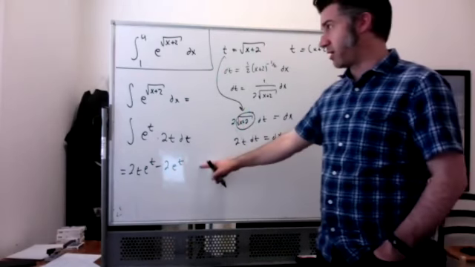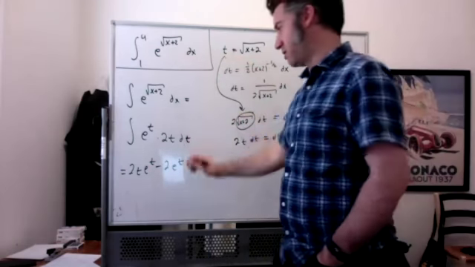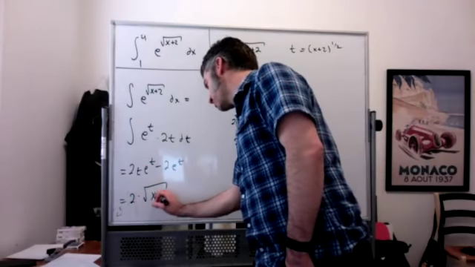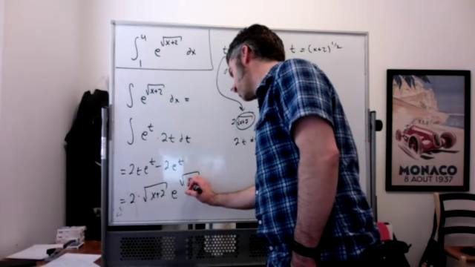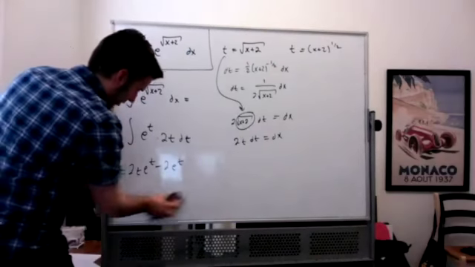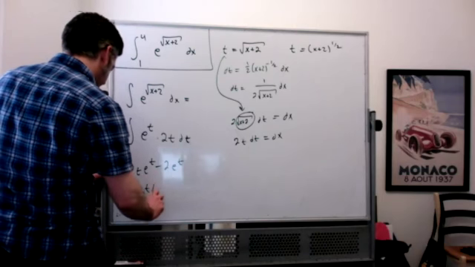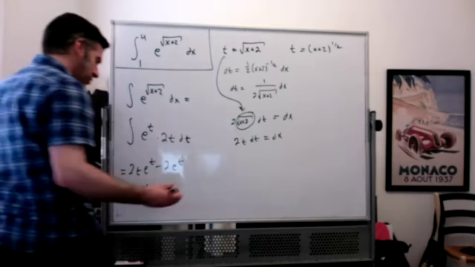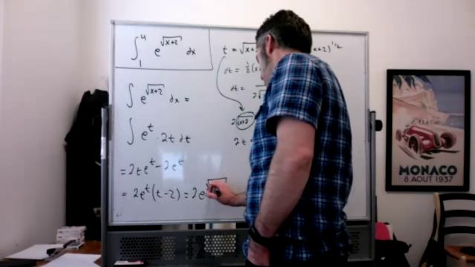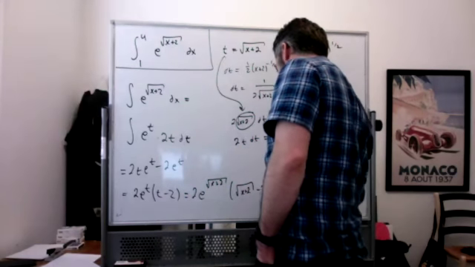But then we have to go back and plug in. I would go back and plug it in and say that this is equal to 2 times the square root of x plus 2 times e to the square root of x plus 2 minus, you know what I might actually do? If I was trying to make my life a tiny bit easier, which I should be, I should factor out a 2e to the t. This is 2e to the t times t minus 2. And then you can plug in what t is, which is 2e to the square root of x plus 2 times the square root of x plus 2 minus 2.